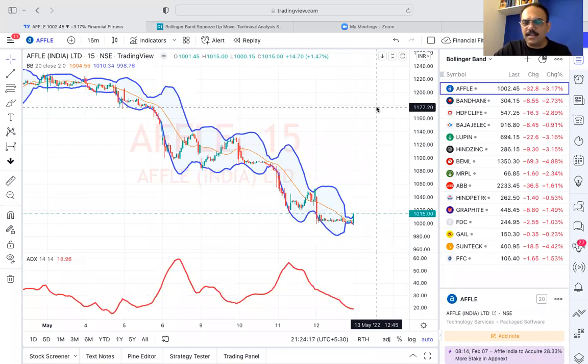BB and DC: the Bollinger Band also takes into consideration the volatility of the price movement, whereas DC is calculated just by high and low. So that is the difference. DC will only take care of high and low.